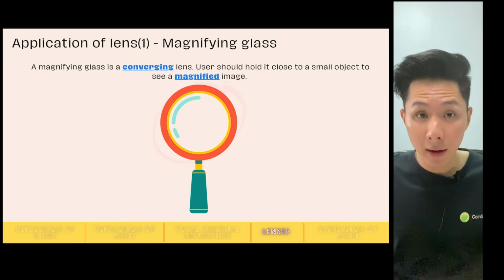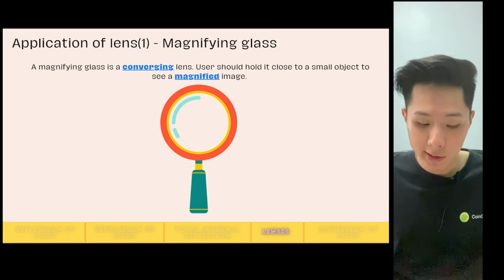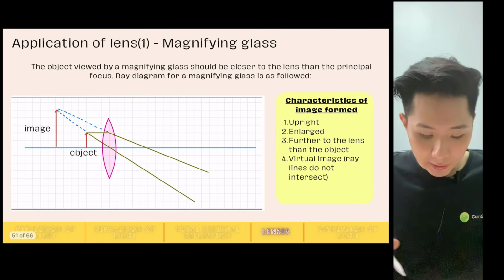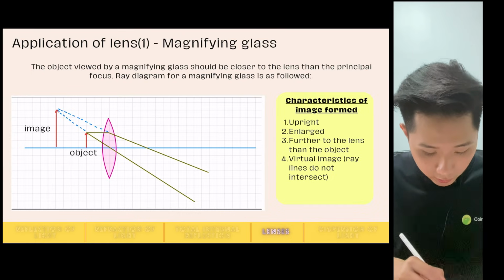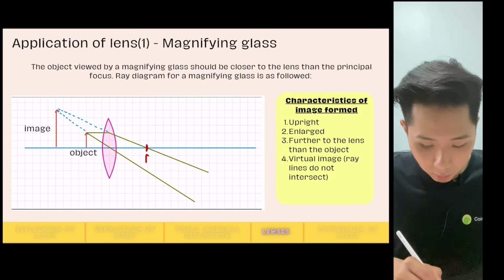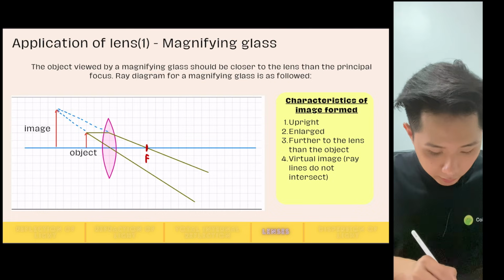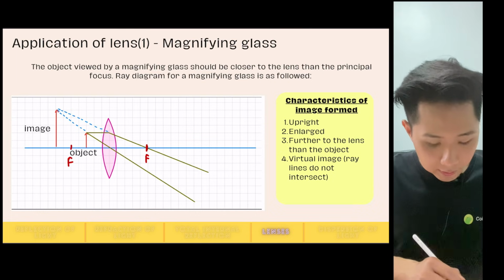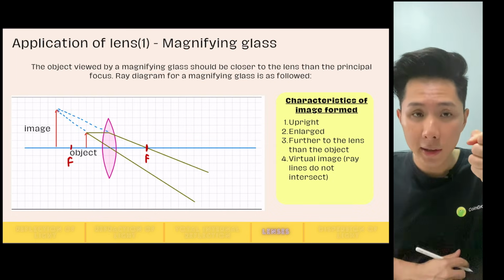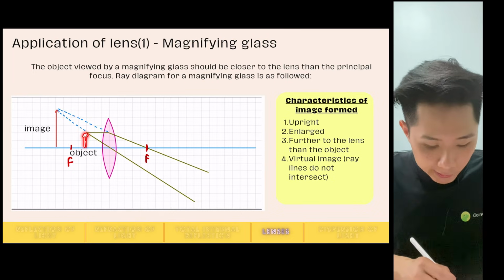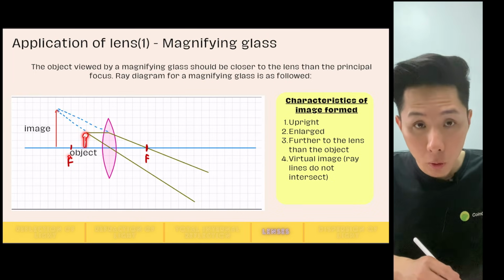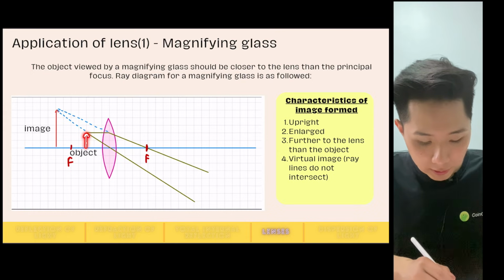So we have the magnifying glass. Magnifying glass also uses a converging lens. So here is the ray diagram for a magnifying glass. In this example, the focal point is here, 3, 4, 5. And when we use a magnifying glass, we always place it close to the object, meaning the object will always appear before the focal point. This is why I put it nearby.